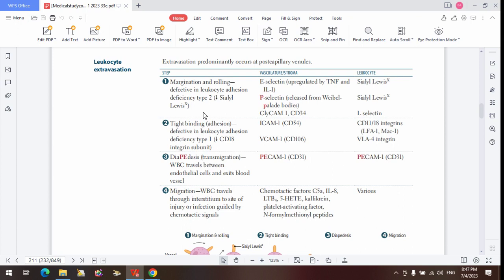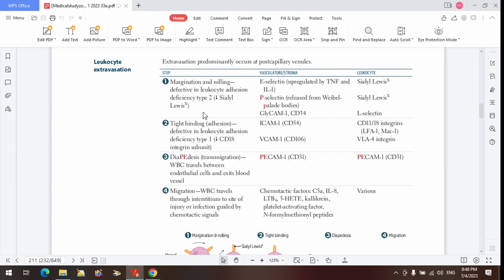Yes. So, the next one is tight binding. We need the leukocyte to bind tightly to the endothelial cell. How will they bind tightly? They will use the ICAM, the VCAM, and the integrins. So we already said that integrins are located on the leukocyte. Integrins are located on the leukocyte.